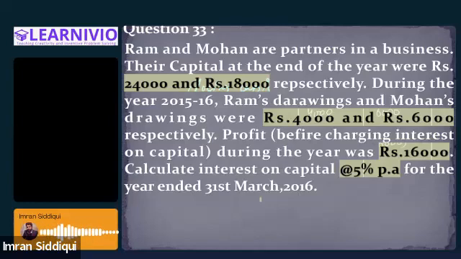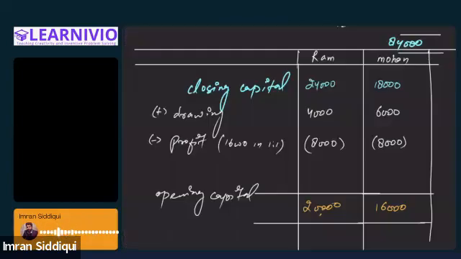Right? Please confirm if this is clear. Yes, I'm sorry, sir. So out of 24,000, we'll add 4,000 and subtract 8,000. And on the other hand, out of 18,000, we'll subtract 8,000 and add 6,000. So their opening capital balances for both the partners will be 20,000 and 16,000. I hope this point is clear, Kritika.